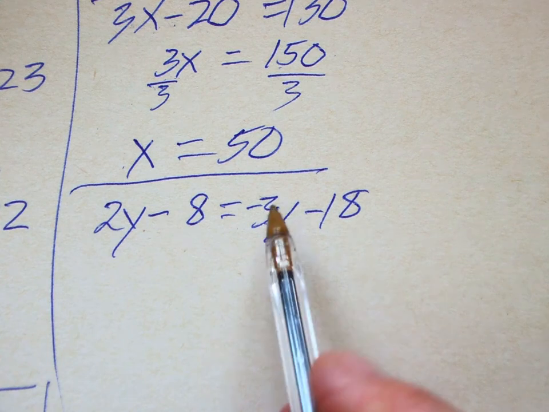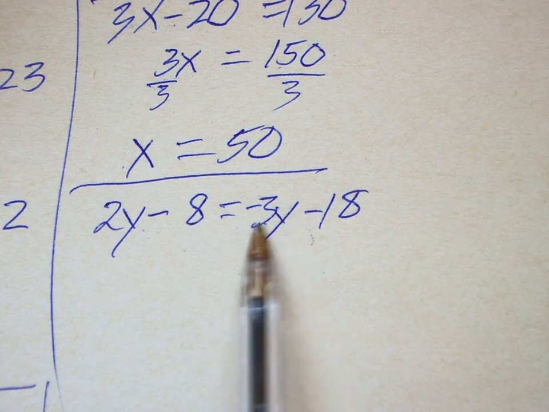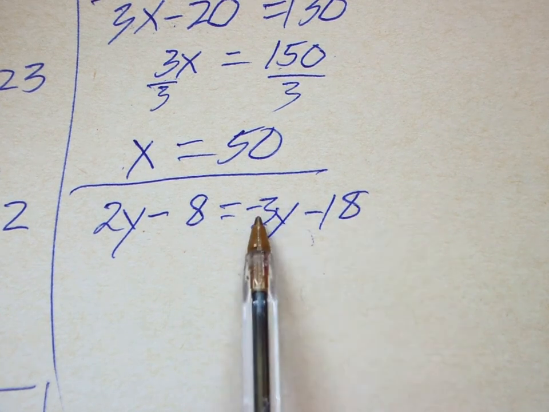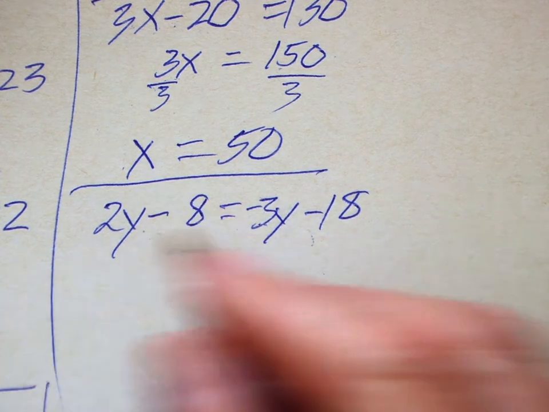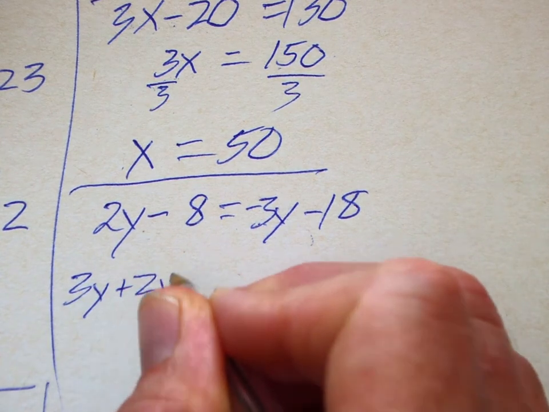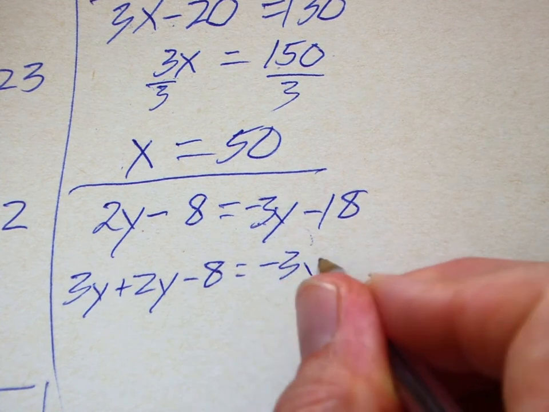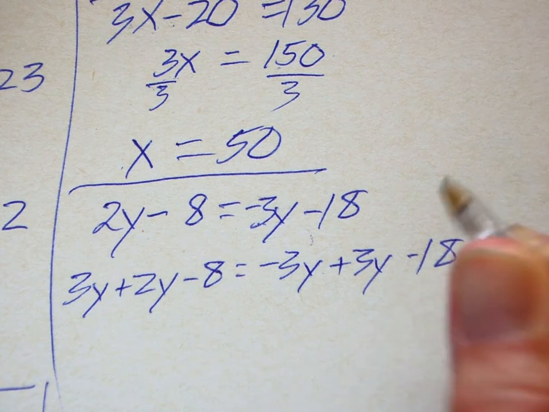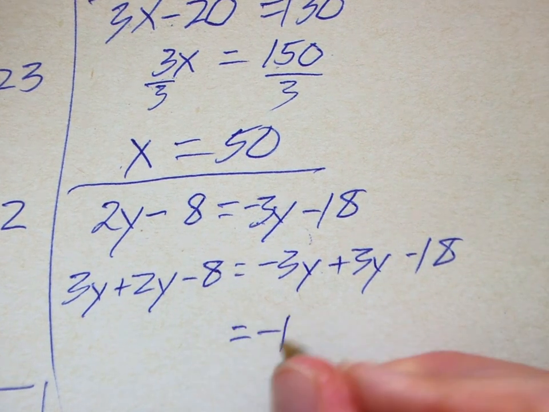I'm going to add 3y to both sides. If I add 3y, that negative 3y is going to disappear. It'll cancel it out. Negative 3y plus 3y is 0, so it'll disappear. But I have to add 3y to this. So I add 3y to both sides. I'll write it out. 3y plus 2y minus 8 equals negative 3y plus 3y minus 18. Now you can see those will disappear and you'll just be left with minus 18.